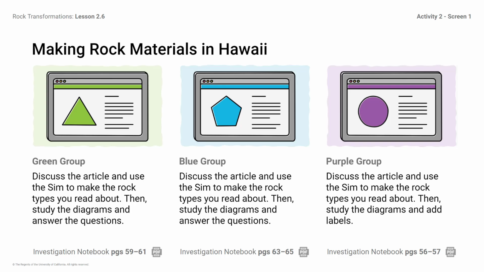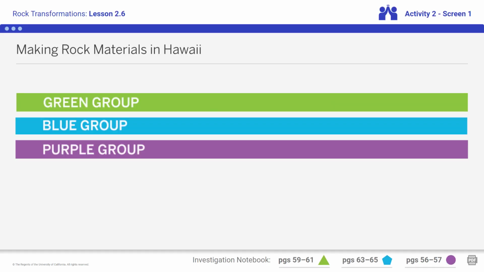Blue group, discuss the article and use the sim to make the rock types you read about. Then study the diagram and answer the questions. Purple group, discuss the article and use the sim to make the rock types you read about. Then study the diagrams and add labels.